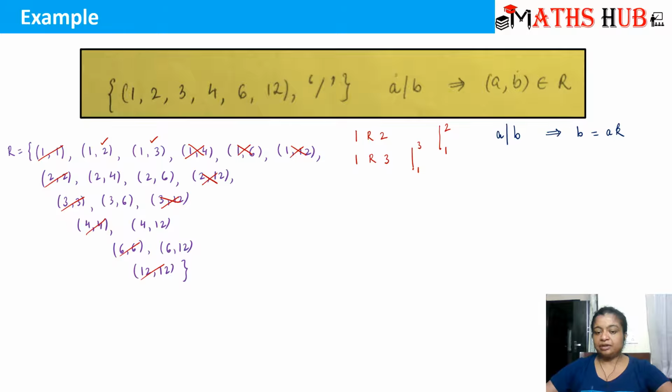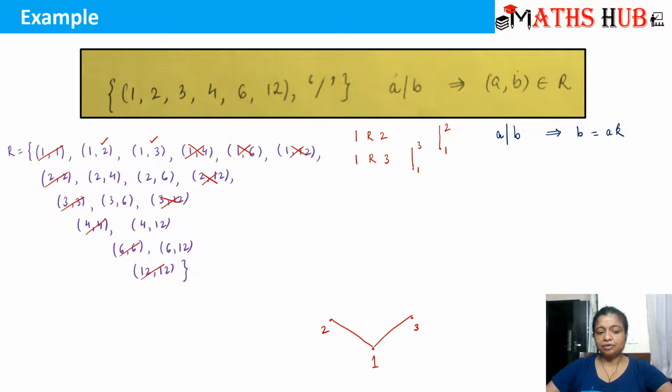Now let's see what about 2 and 3. Are 2 related to 3? 2 is not related to 3. You can see in this. So if 2 is not related to 3, that means 2 and 3 can occupy the same positions. So how to draw it? We will keep 1 over here at the lowest level and we place 2 and 3 at the same level and in the next position. So 1 is related to 2 and 1 is related to 3. Right? So these two elements are done.